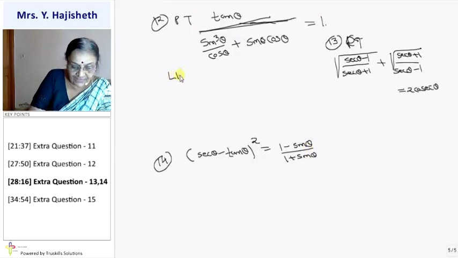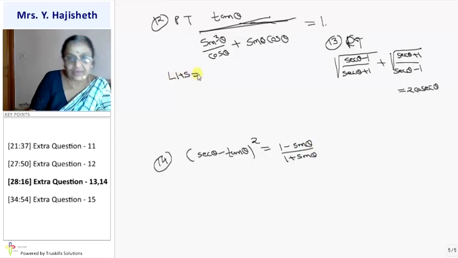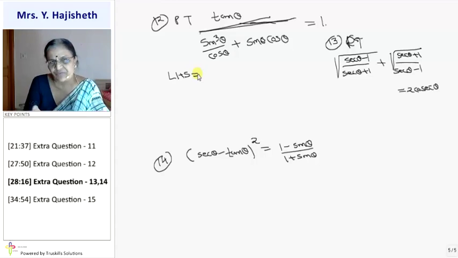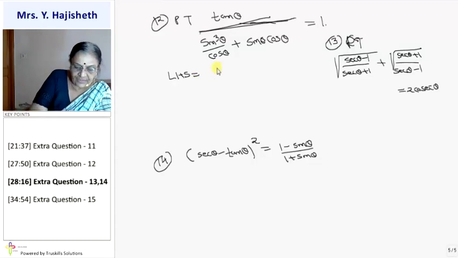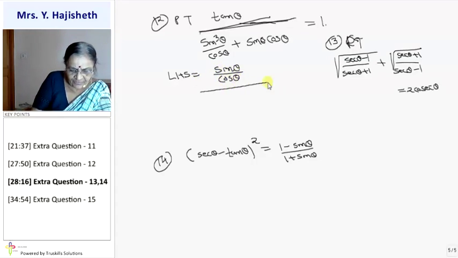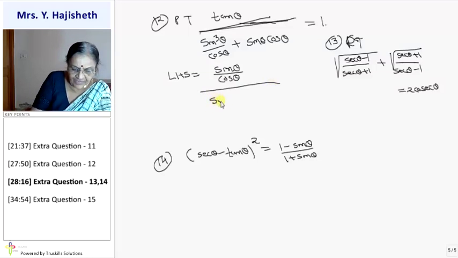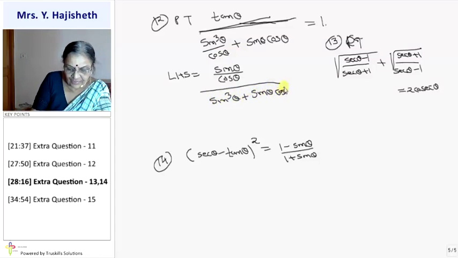I start with LHS because LHS is more complicated. My answer on RHS is 1, so I want to avoid every function. Let us take tan theta as sin by cos because I want to remove everything. I want to eliminate everything. Here I will take sin cube theta plus cross multiplication, it is sin into cos square theta upon cos theta. Clear?